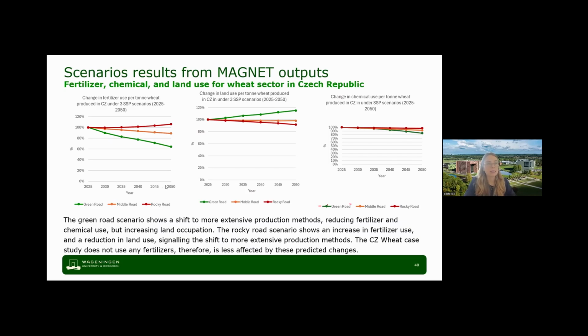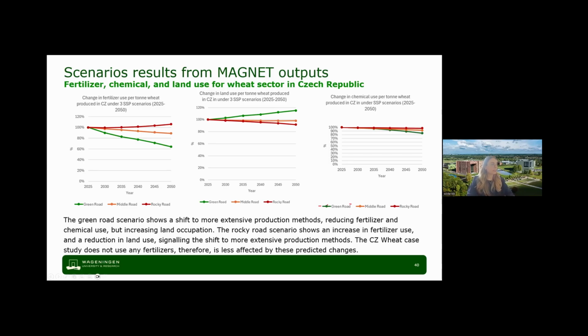Here you can see some charts and the development over the years, from 2025, which is our baseline, towards 2050. And then you see the lines. The green one is the green road, towards the red one, the rocky road. You can clearly see that under the assumptions of the green road scenario, for example, the fertilizer use is going down, and also the chemical use per ton of wheat is going down over the years. And the opposite is true for the rocky road.